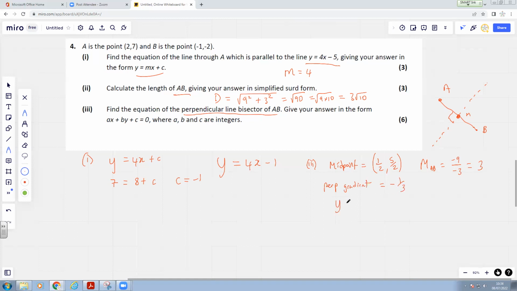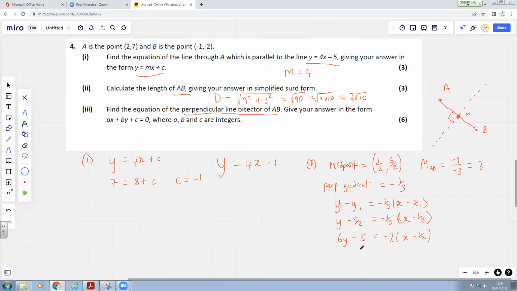So now I can use my y minus y1 equals negative a third times x minus x1. But I can plug in my point on the line. So I get y minus 5 over 2 is minus a third times x minus a half. Times it all by 6, because we've got halves and thirds here. If you times it all by 6, it's going to get rid of a lot of the pain. Times that by 6, and you've got 6 over 2, which is 3, so that becomes minus 15, yeah? Times that by 6, you're going to get minus 2 times x minus a half.